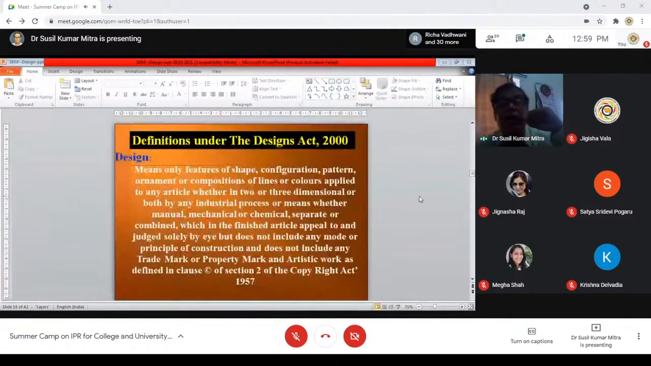Now, if I go to the definition of design, what is a design under the Act of 2000?